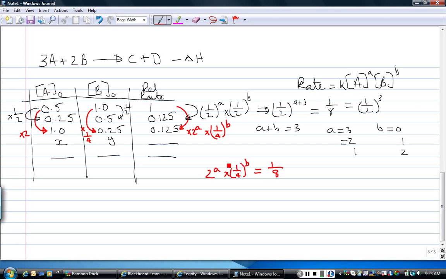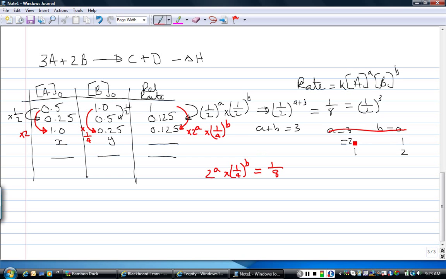Let's see. If A was 3 and B was 0, then that would say 2 to the 3 times a quarter to the 0, which of course would be 1, is equal to 1/8. That's not true at all, because 2 to the 3 is equal to 8, and 8 times 1 is not equal to 1/8. Therefore, this is incorrect. Well, let's try the other one.